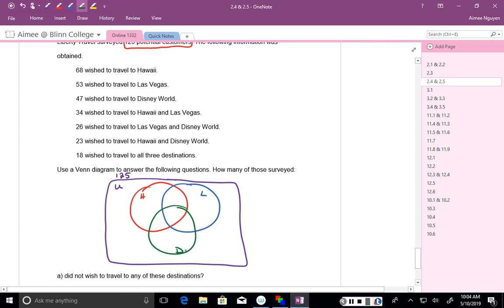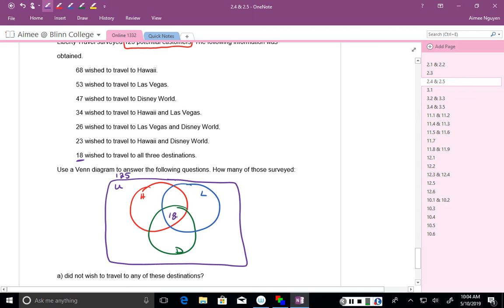So again, we look for the limiting words, right? It doesn't say people only wanted to go to this place or only wanted to go to that place. It doesn't tell me how many people wanted to go nowhere. So I want to start with people that wanted to go to all three. So I will start with my 18 people that want to go to all three. So they will go in the middle.